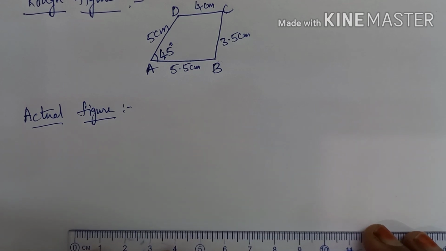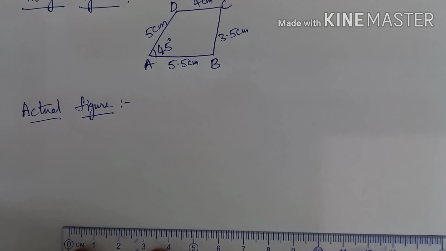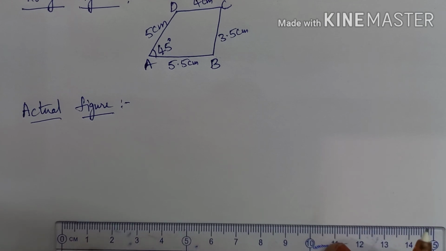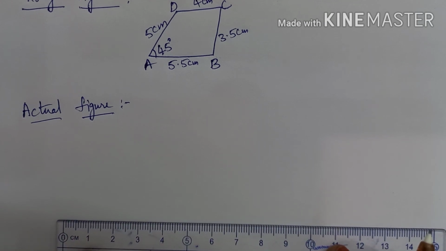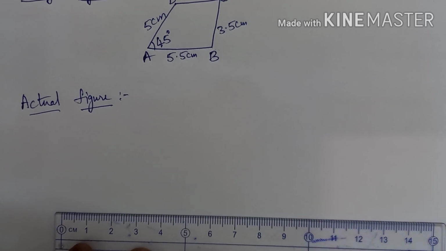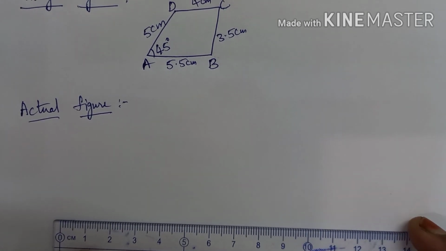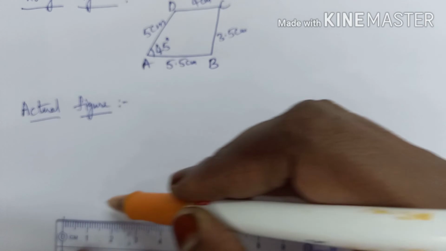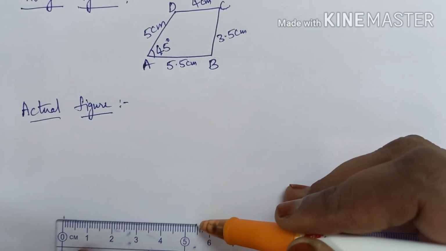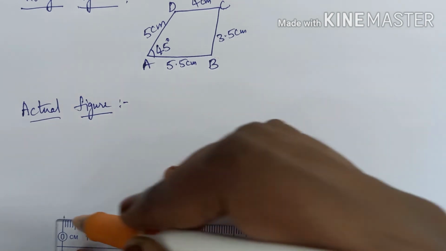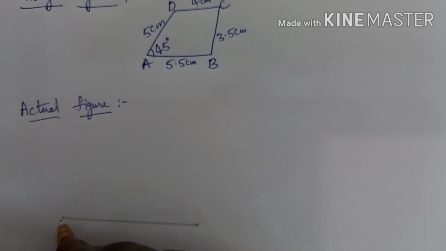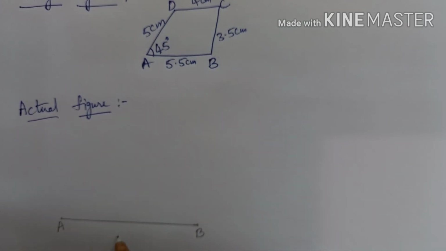So put the scale on your book and draw a line segment 5.5 in your notebook. So here from 0 to 5.5, means 5 and after 5, one more line, 5.5. So draw a line segment AB, A and B, 5.5 centimeters.